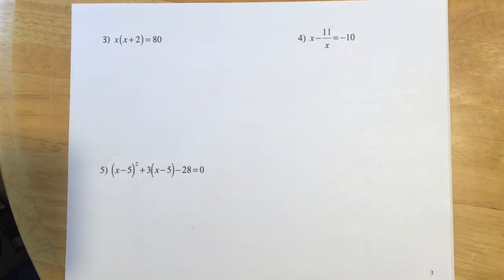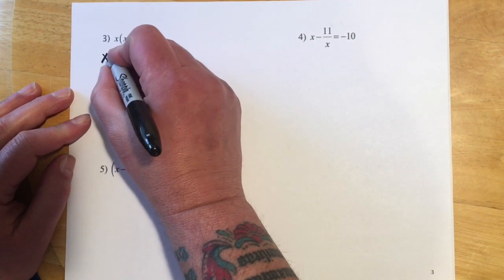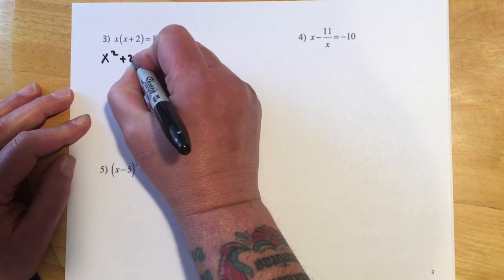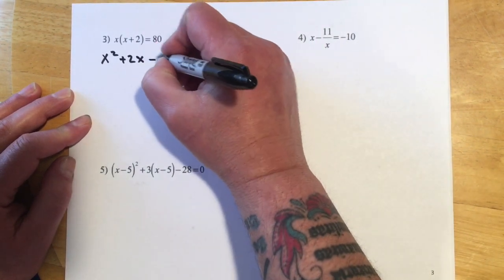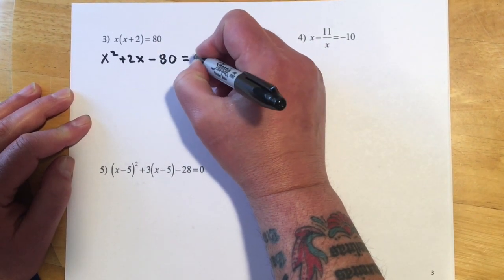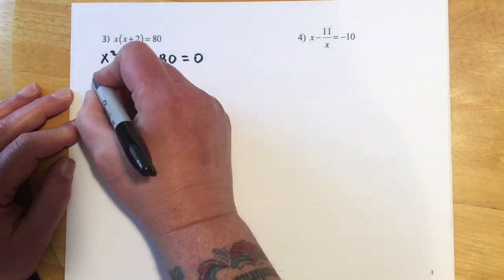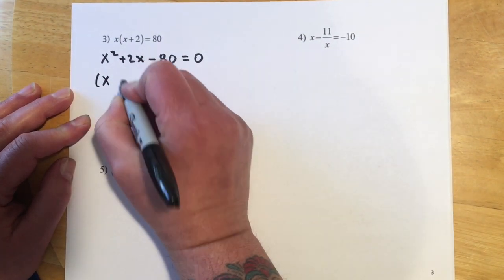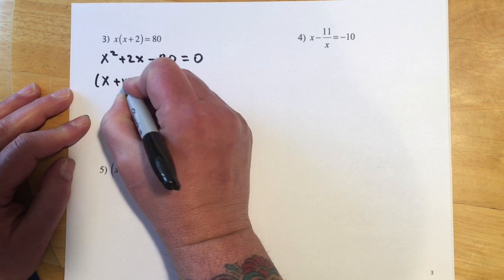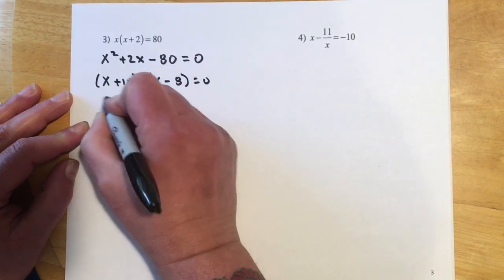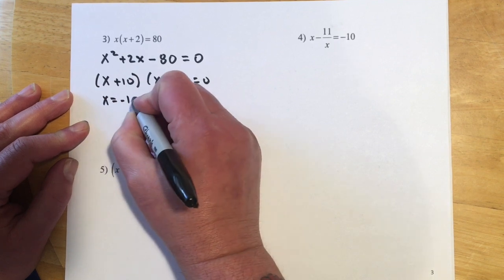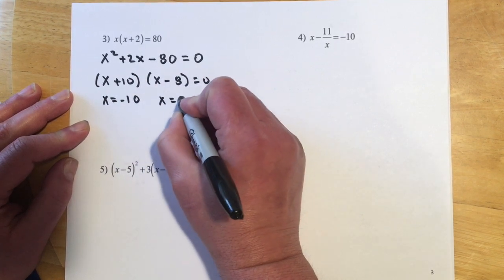Okay, for number 3, I'm going to distribute the x, get x squared plus 2x. And I don't want it equals 80, I want it equals 0, so I'm going to subtract the 80 over and get equals 0. And now I can factor and solve. So x plus 10 and minus 8 should work. So x is going to be negative 10, or x is going to be 8.